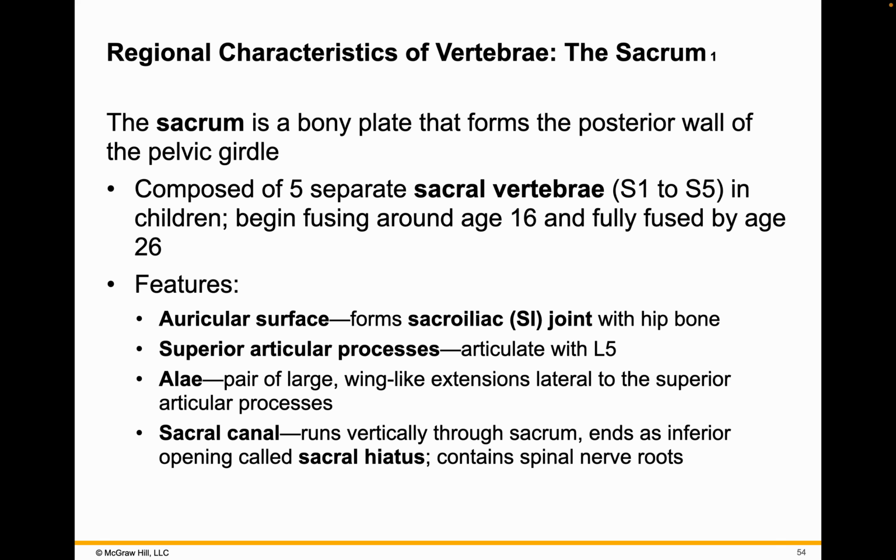The sacrum is a bony plate that forms the posterior wall of the pelvic girdle. It is initially 5 separate sacral vertebrae in children, but they begin to fuse by age 16 and usually are completely fused by age 26. Some of the general features would be the auricular surface, which forms the sacroiliac joint, the superior articular process, which articulates with L5, the alae, a pair of large wing-like extensions lateral to the superior articular process, and the sacral canal, which runs vertically through the sacrum and ends in an inferior opening called the sacral hiatus, containing the spinal nerve roots.